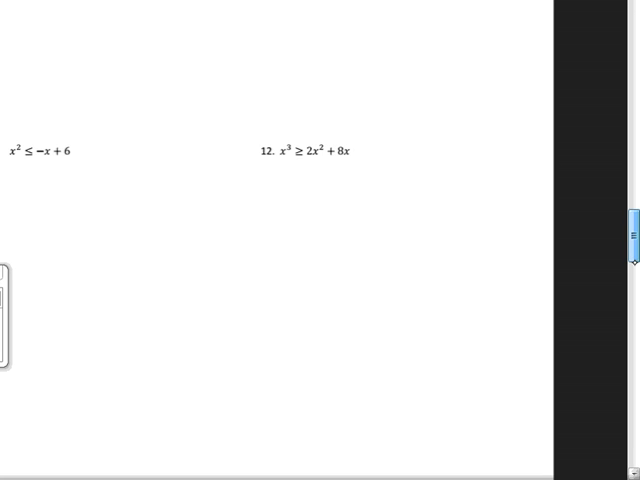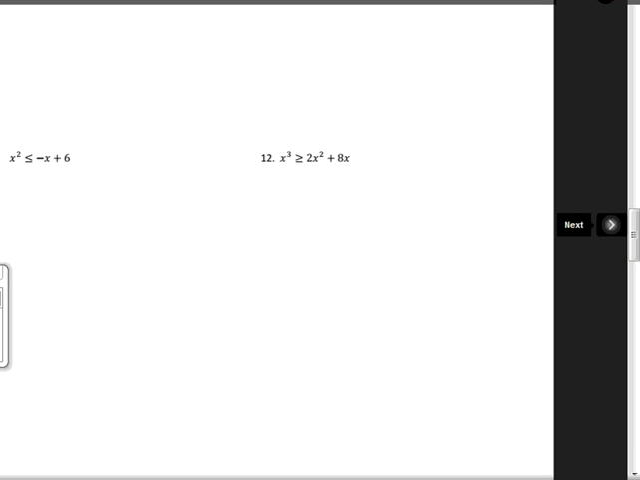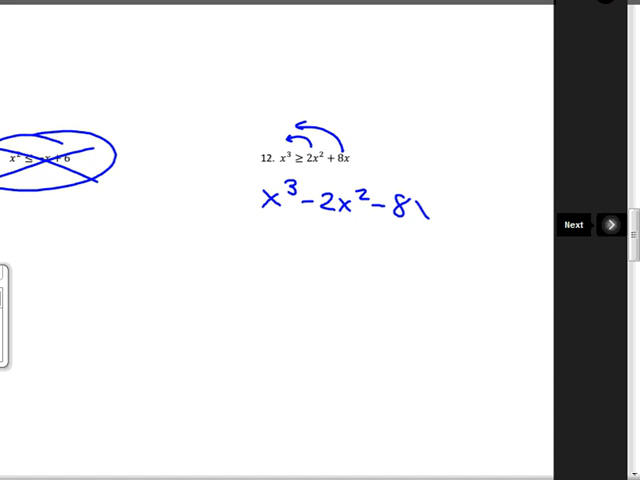The only trick on number 11, which is right here, is that you have to set it greater than or equal to 0 or less than or equal to 0. So we're skipping it, but that's all you'd have to do is move the stuff over. So like on number 12 that we're not skipping, you just move everything to one side. Like I'm going to move this over here and that over there. And so I'm going to have x to the third minus 2x squared minus 8x is greater than 0 and then or equal to 0. And then I just do it like normal.